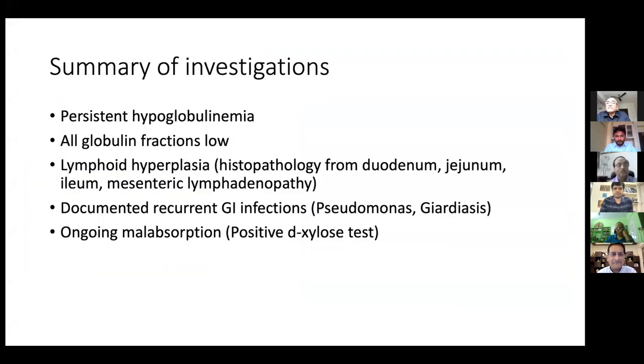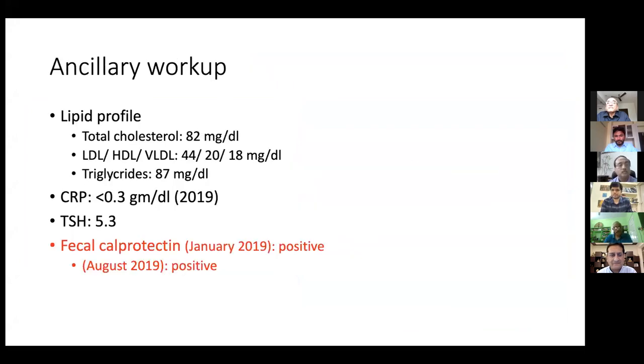Yes, sir. To summarize the investigations, you could go back to the previous slide you were showing. Yes, sir. We have one report of CRP that was less than 0.3. TSH was normal. Lipid profile has been normal. Fecal calprotectin has been done two times, which is positive. This again is not very specific, but can indicate that a certain inflammation is going on in the bowel. Whether it is related to infection or inflammatory bowel disease, that is not clear at this point.